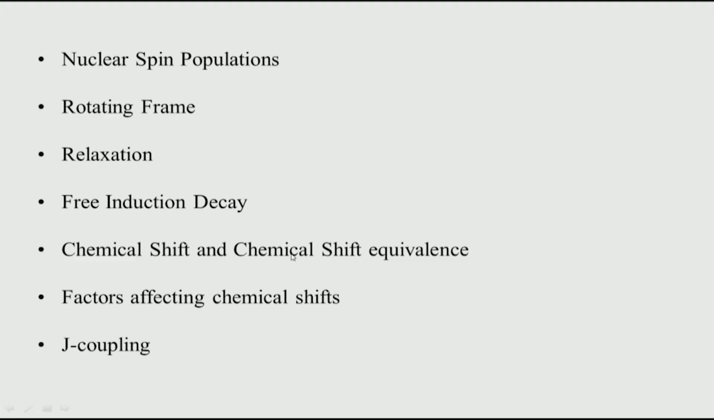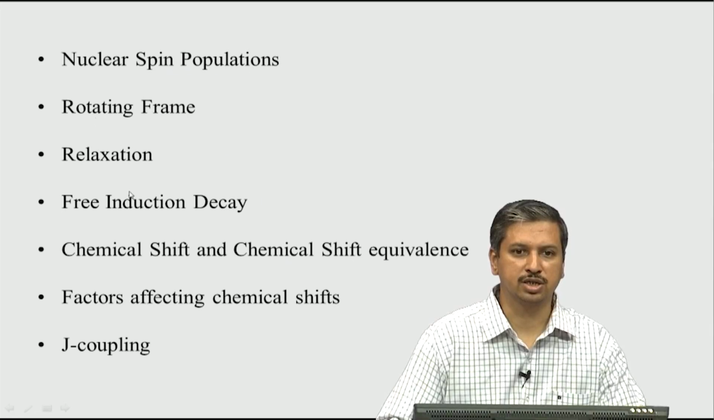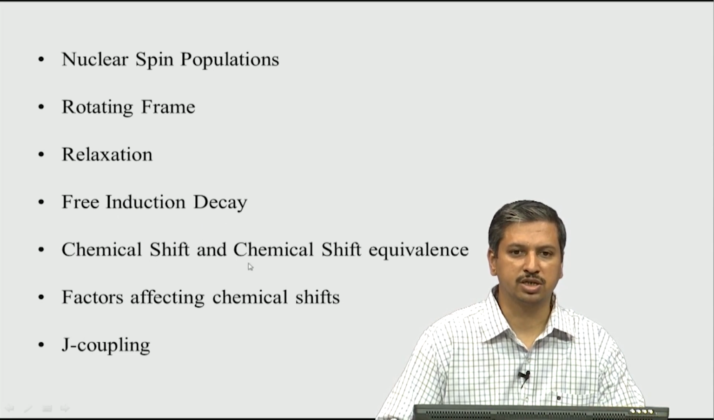So, this is what is shown here. We have basically seen the following different aspects. We have looked at nuclear spin populations, we looked at rotating frame, relaxation, free induction decay, and we looked at what is chemical shift, what is chemical shift equivalence, what are the different factors which affect chemical shifts, and J coupling. So, what we will do now is just go through each of these and quickly see what these concepts are, so that we will not be re-looking at them again as we move on further.